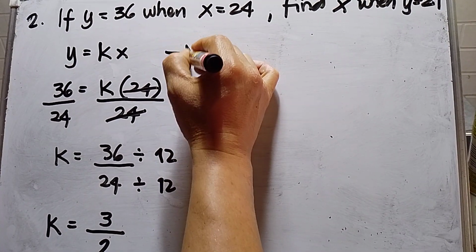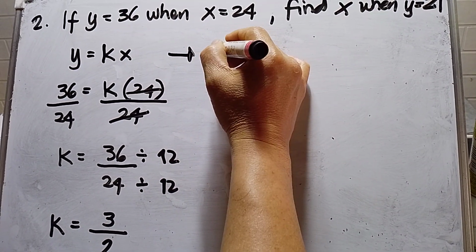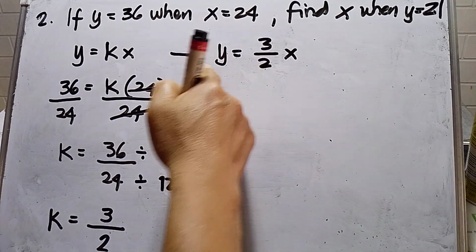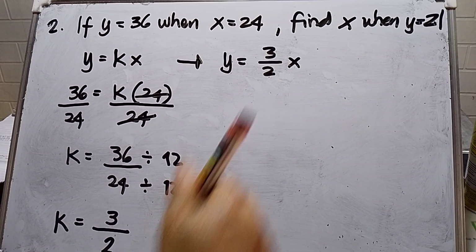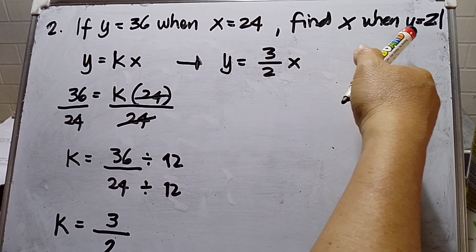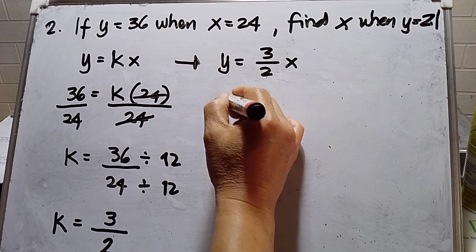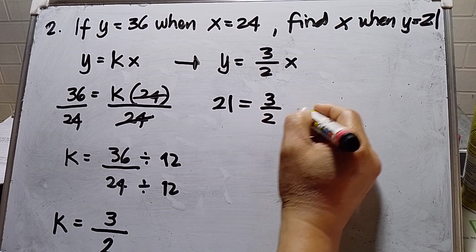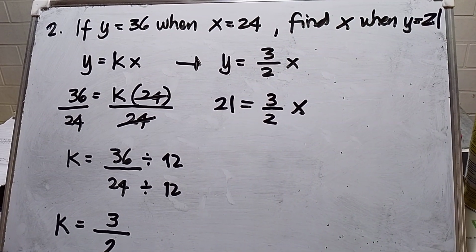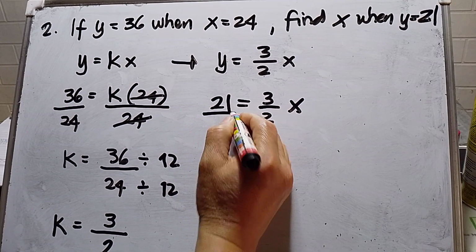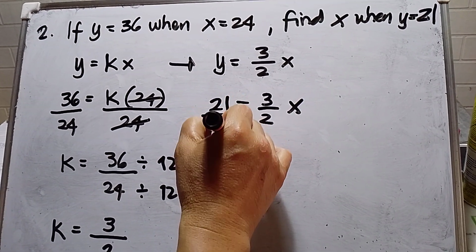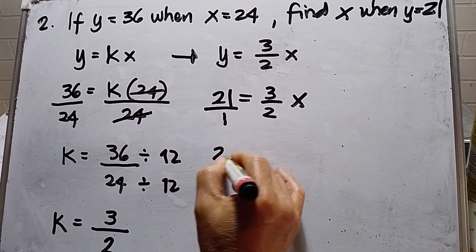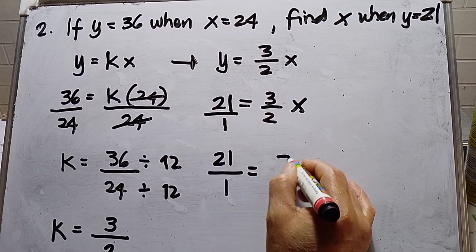So I need to write the equation. This will be y equals 3 over 2 x. So this is the equation for number 2. But we need to find the value of x when y equals 21. So I need to substitute 21 for y, and 3 over 2 x, because we need to find the value of x. Since there is no denominator, I need to write 1 below 21. So this will be 21 over 1 is equal to 3x over 2.